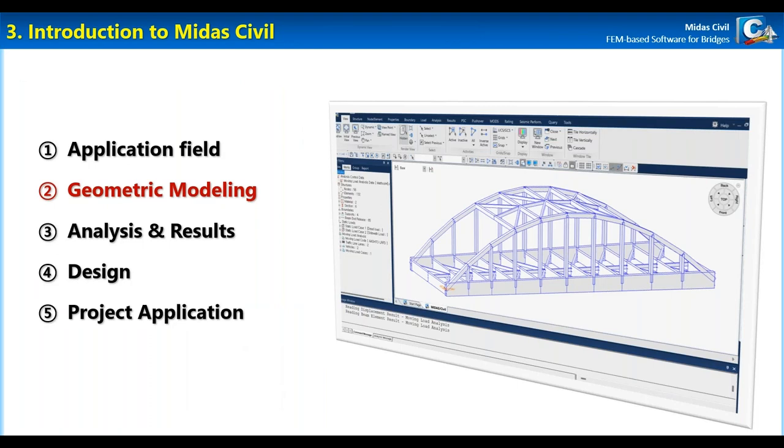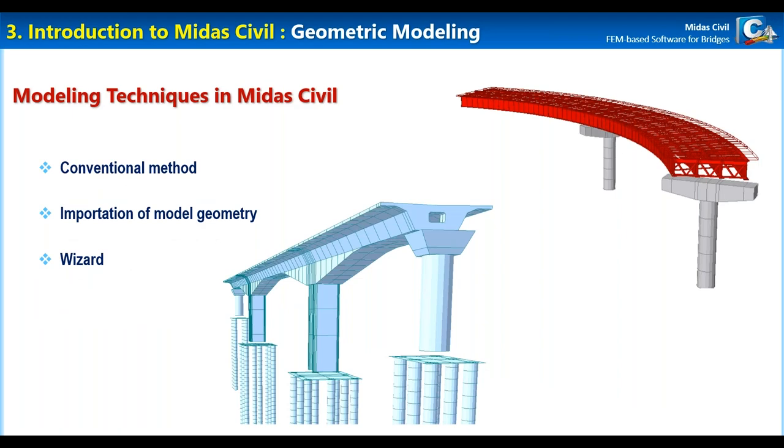The next point is about the geometric modeling. So in Midas Civil, we have three different methods we use to model the structures. The first method is the conventional method. The second one is importation of geometry from one software to another. For example, from AutoCAD to Midas Civil, we can import a model. The third method is the wizard method. So this method is really powerful in modeling the bridges.